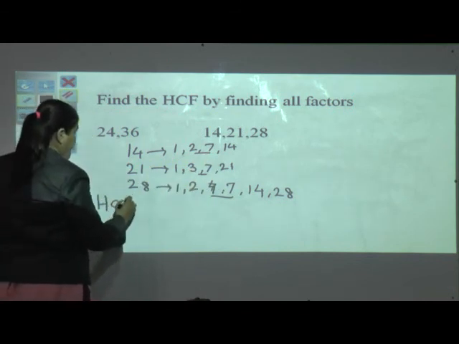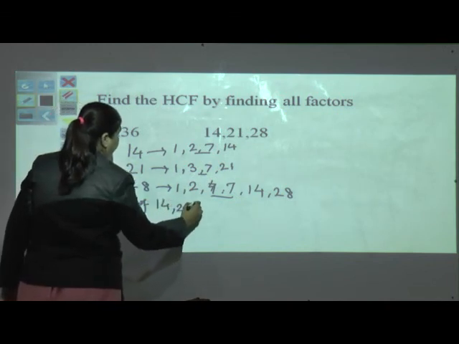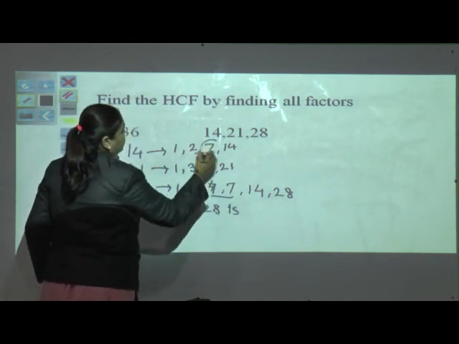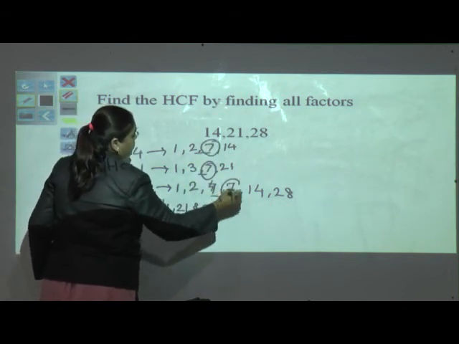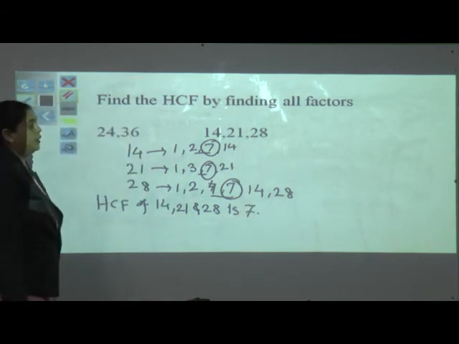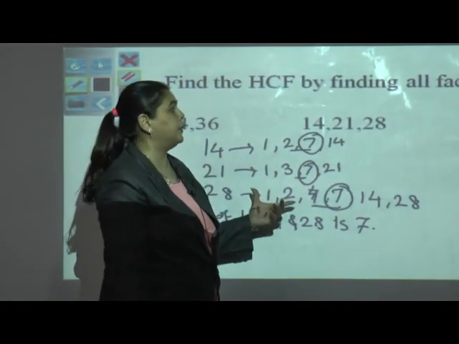HCF of 14, 21 and 28 is, which is the highest common? It is 7. It is 7. So in this way we found the highest common factor of the given numbers.